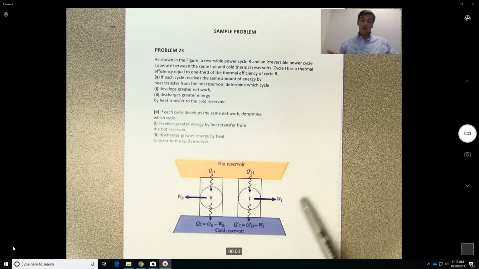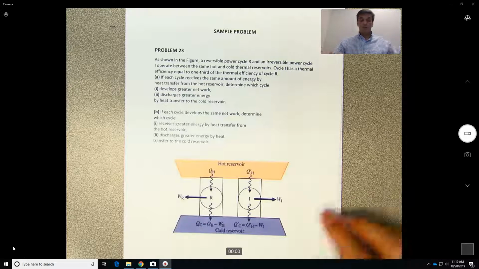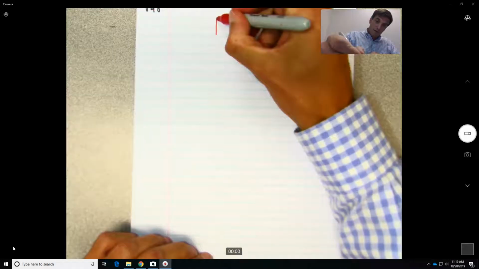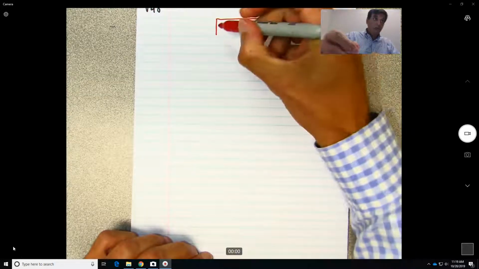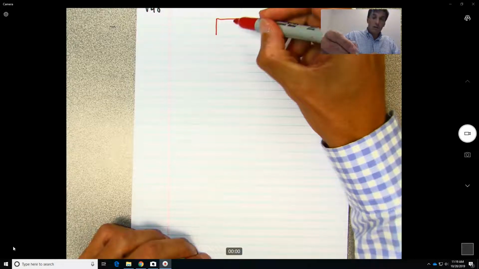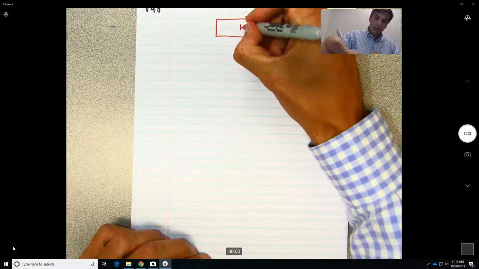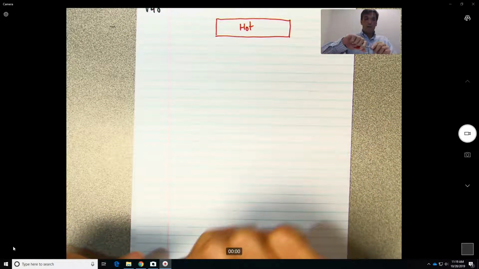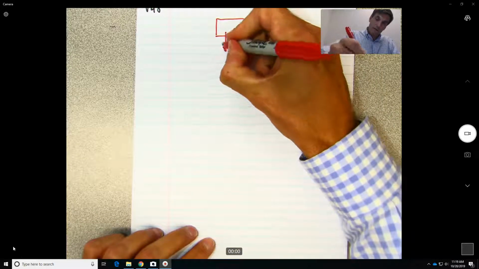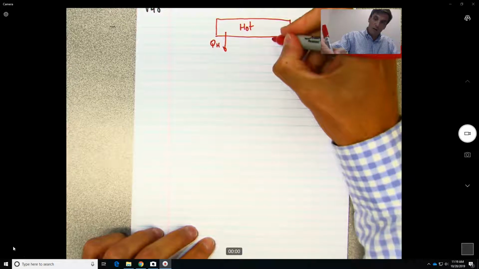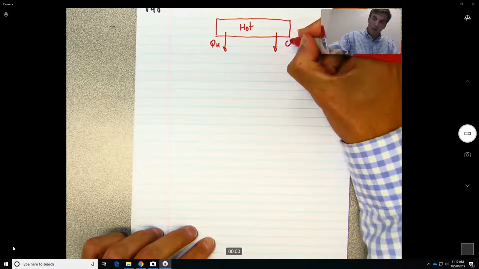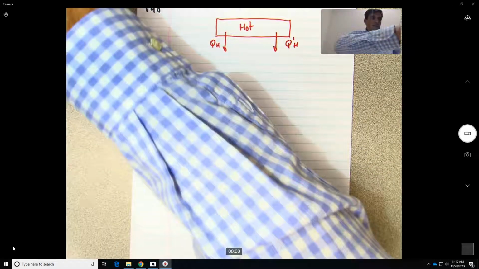And you know that I always like to do the figure anyway on the solution. That way I have time to think about the solution. Alright, so I put that on the side, and let me just do the figure. So we have over here a hot reservoir. So we're gonna have here Q hot, and here which would be Q prime hot.